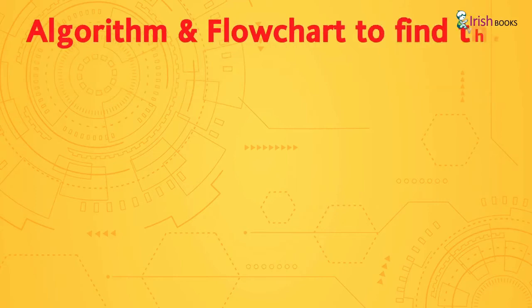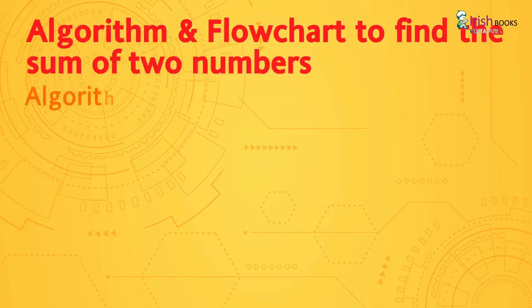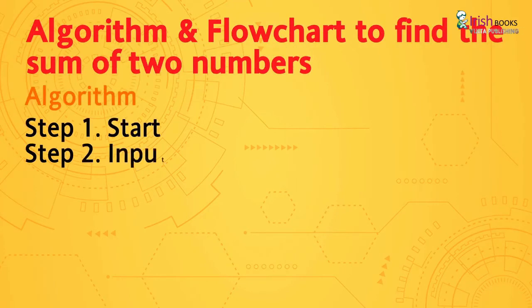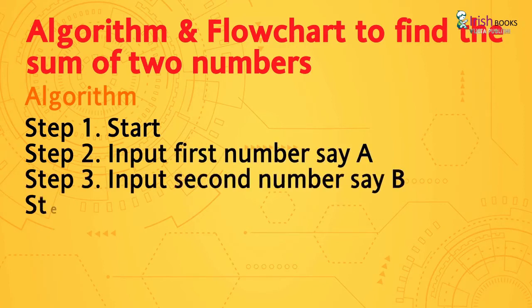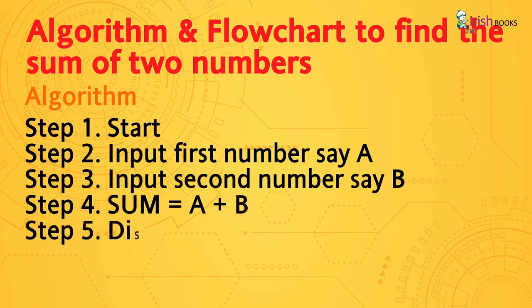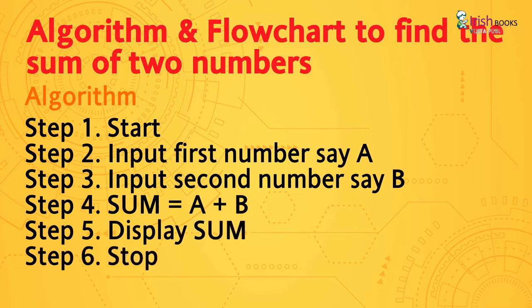Algorithm and flowchart to find the sum of two numbers. Algorithm. Step 1, start. Step 2, input first number, say A. Step 3, input second number, say B. Step 4, sum = A + B. Step 5, display sum. Step 6, stop.